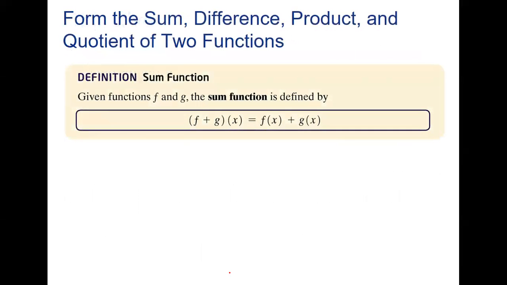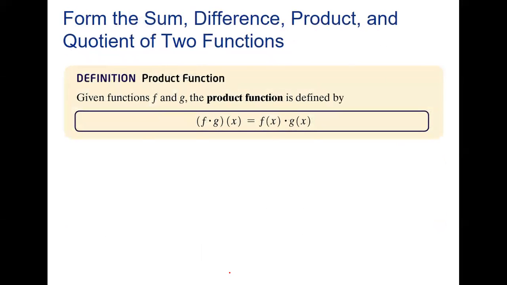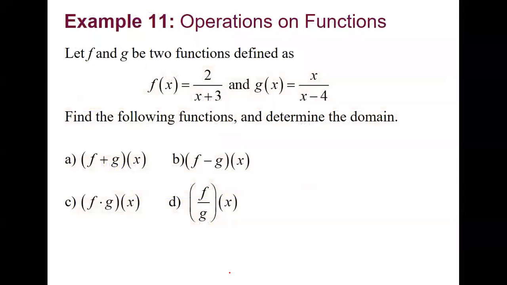Putting it all together. When you're finding the sum and difference, you literally are combining the two functions. When you're finding the difference, you are distributing the negative and then combining. When you're multiplying, you're multiplying. And when you're dividing, you're simply simplifying. Okay, so these are all the rules for that.